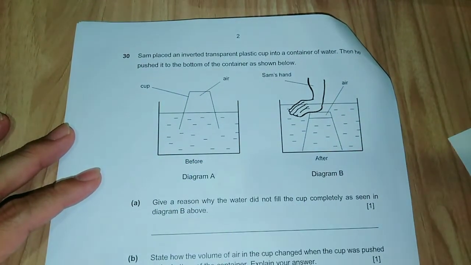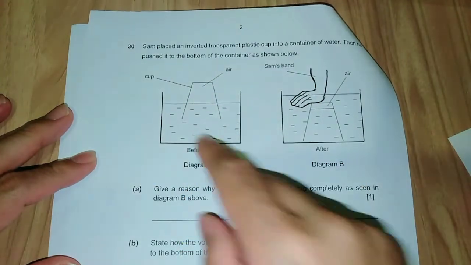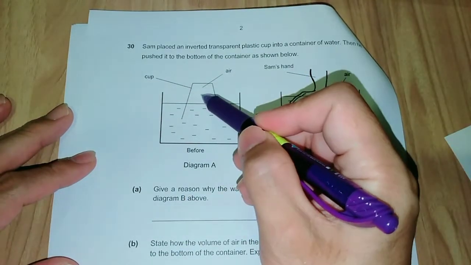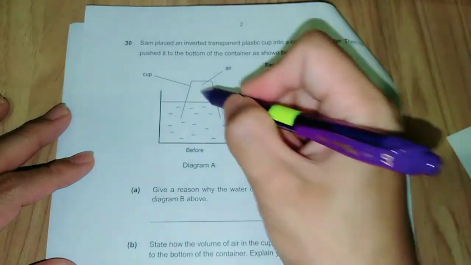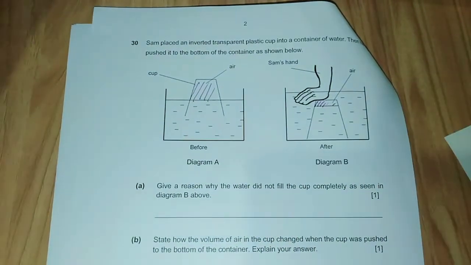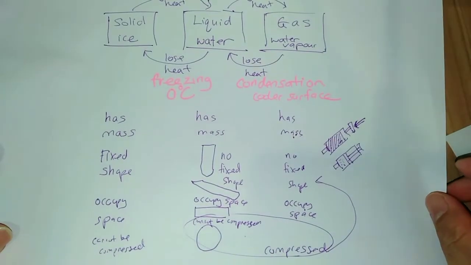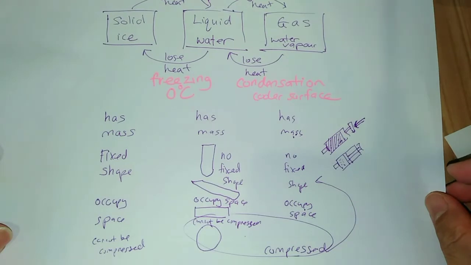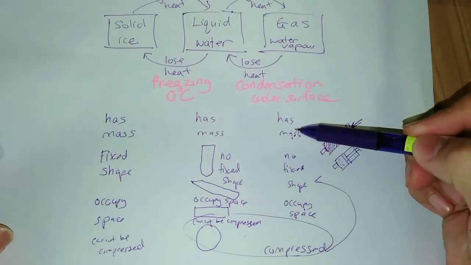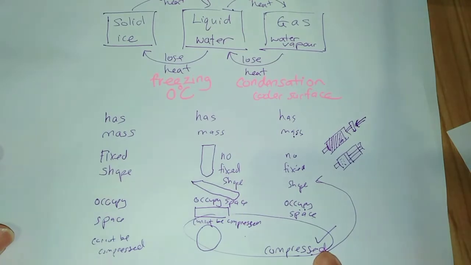Alright, this situation is quite similar to what happened here early on in the Premier 4 practice paper. As it is pushed in, the air inside, of course, occupies space. But why is it that now the amount of space occupied by the air has decreased? Which property do we think we can use to explain this? I'm going to pause this video for a while to think about this. Alright, have you thought about this already? Which one should we look at? Yes, you're right. Air can be compressed.